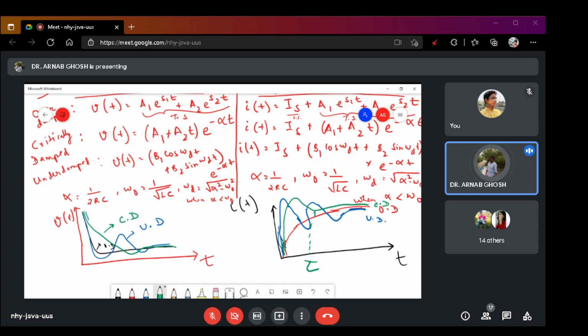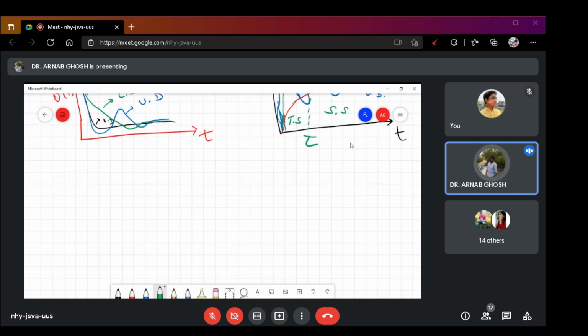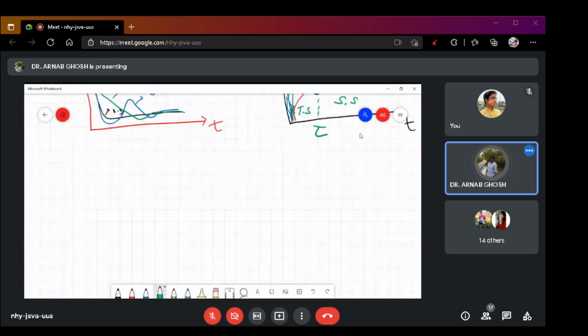So this is the response of natural, and this is the response of forced. After this, this is your transient state, this is your steady state. See, this has reached steady state far earlier. This is over damped, critically damped, and under damped condition. So these are the graphs. This is how the graphs look like.